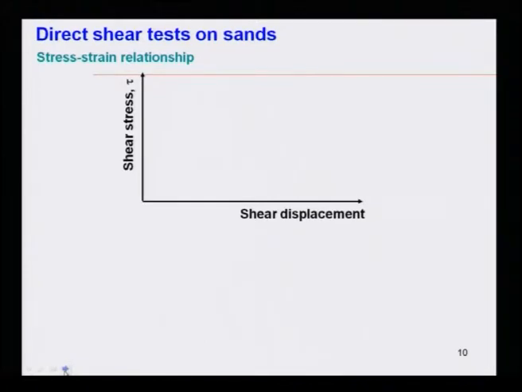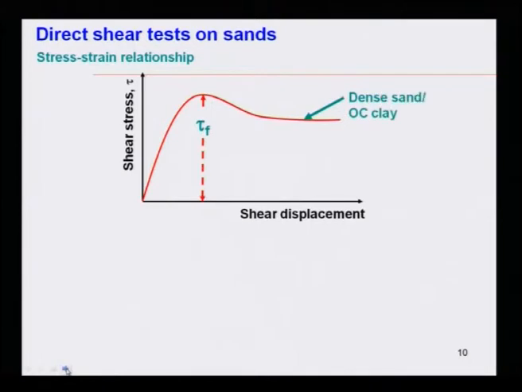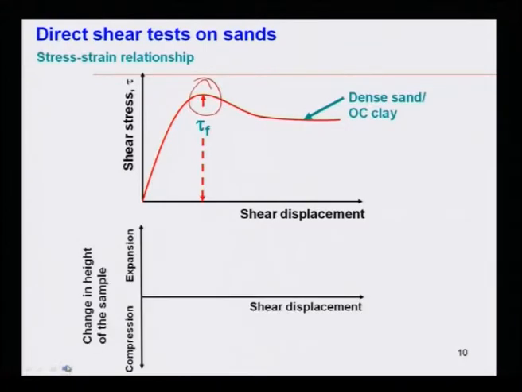Now, direct shear test on sand, stress-strain relationship. If I plot shear stress versus shear displacement, how does it look? For shear displacement, you will definitely get a peak failure, or peak shear stress. This is observed for dense sand or over consolidated clay.